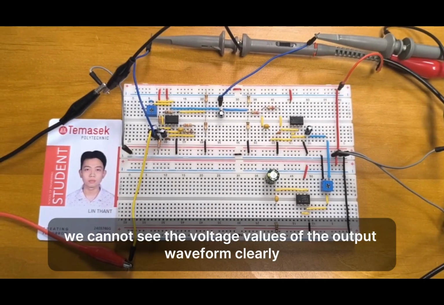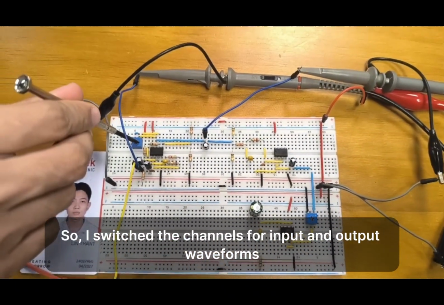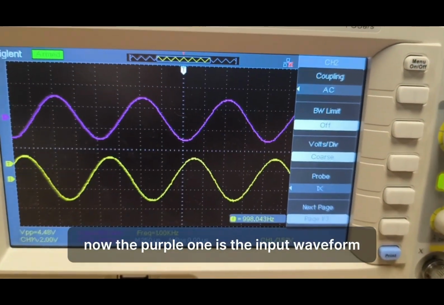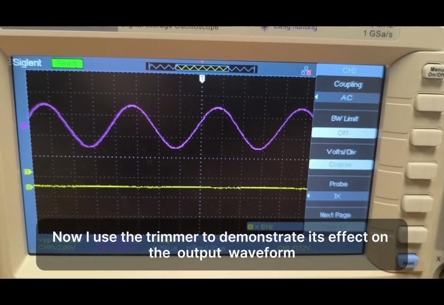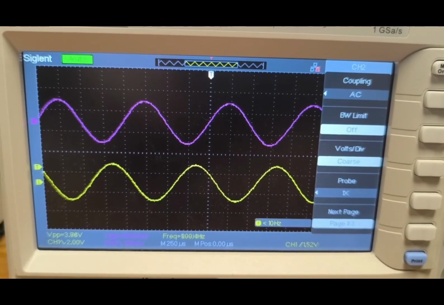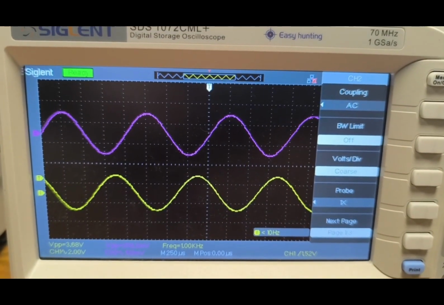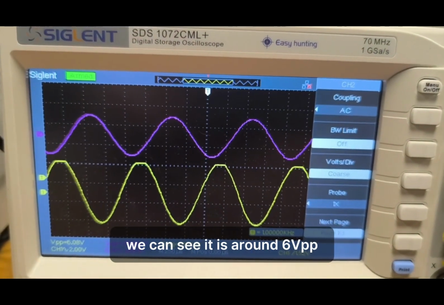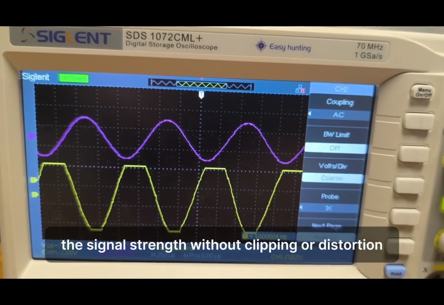Just now we could not see the voltage values of the output waveform clearly, so I switched the channels for input and output waveforms. Now the purple one is the input waveform and the yellow one is the output waveform. Now I use the trimmer to demonstrate its effect on the output waveform. As we can see, it is around 6 volts peak-to-peak. That's the maximum that we can optimize the signal strength without clipping or distortion.